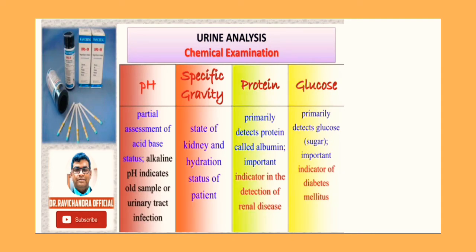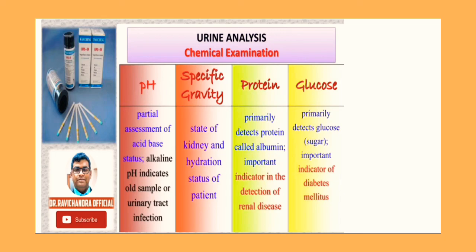The pH of the urine is measured to get a partial assessment of acid-base status. Alkaline pH will indicate an old sample or urinary tract infection. Specific gravity indicates the kidney function and hydration status of the patient. Protein examination with the strip primarily helps in detecting the protein called albumin. It is an important indicator in the detection of renal disease.